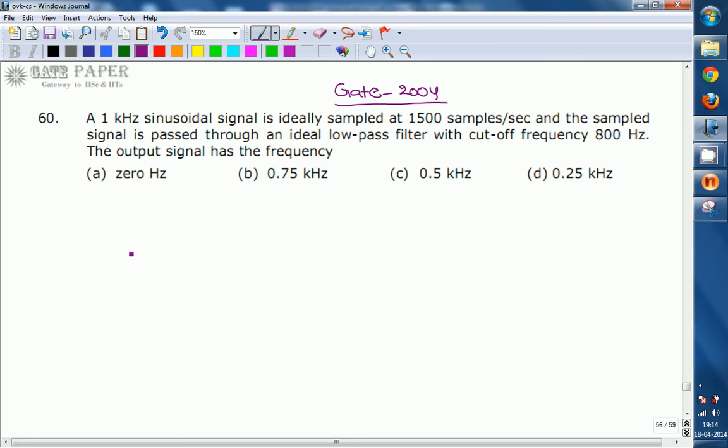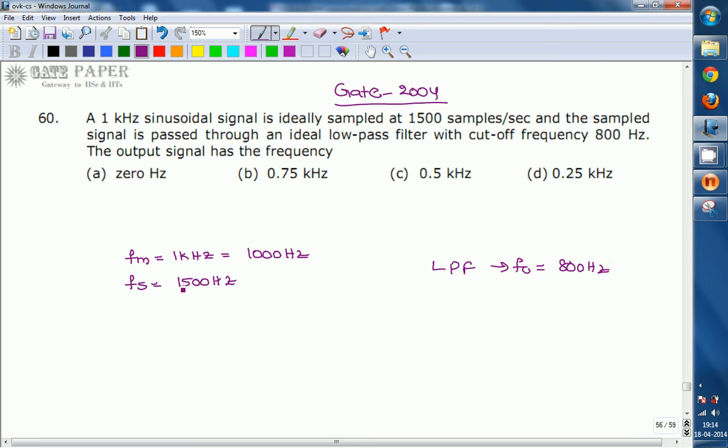Here the given values are: a sinusoid signal with a frequency of 1 kilohertz, that is fm equal to 1 kilohertz, which is nothing but 1000 Hz, and this is sampled with a sampling frequency of fs equal to 1500 Hz, that is 1500 samples per second. Finally, this sampled signal is passed through a low pass filter whose cutoff frequency is 800 Hz. What is the output of the filter?